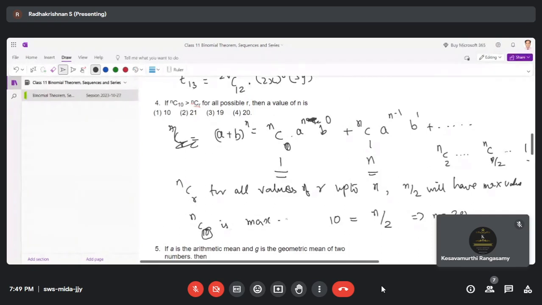20C0, 20C1, 2, 3 and so on, as we go, 20C10 will be maximum. Then again when 20C11 comes, it will be the same as 20C9, and then it keeps decreasing. So the middle one will be the maximum. So that means this 10 is equal to n/2. So this is your equation to solve, which gives us n equal to 20. Option 4.